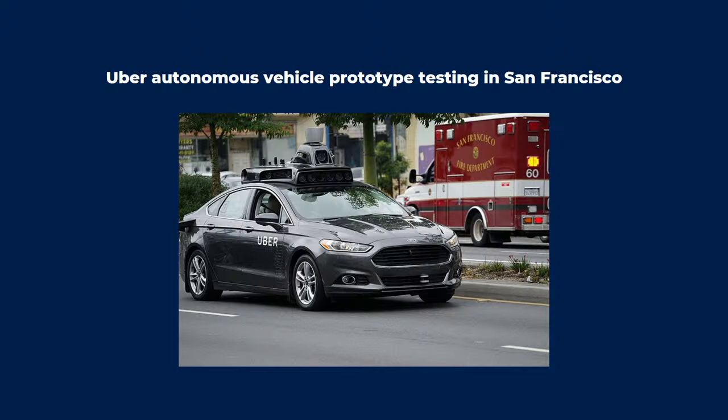Uber. We all know about Uber. Uber is a multinational corporation that mainly focuses on transportation, mainly taxi, car-based, four-wheeler-based transportation. The autonomous self-driving car system is a very useful technology for a company like Uber, so they can reduce their employee strength by adding autonomous vehicles to their fleet. So Uber autonomous vehicle prototype testing in San Francisco.